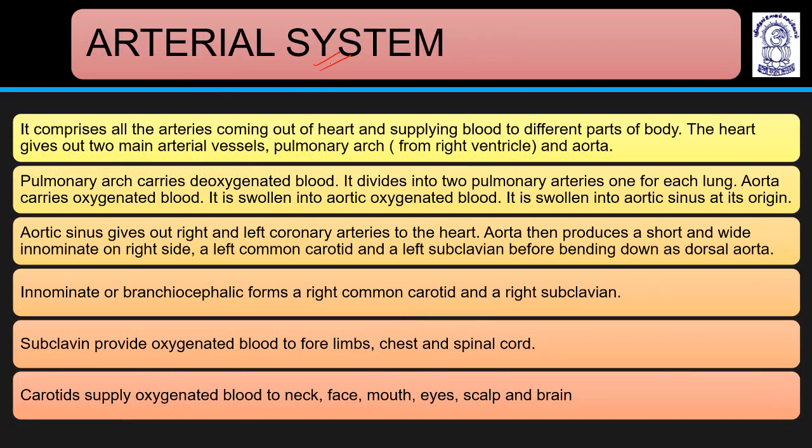Arterial system. It comprises all arteries coming out of heart and supplying blood to different parts of the body. The heart gives out two main arterial vessels. One is the pulmonary arch from right ventricle and the other is aorta. Pulmonary arch, the pulmonary artery, basically supplies blood to the lungs and aorta supplies blood to all of the body tissues, whole body tissues.